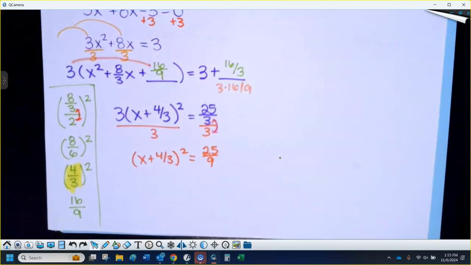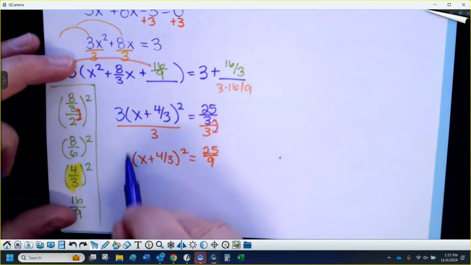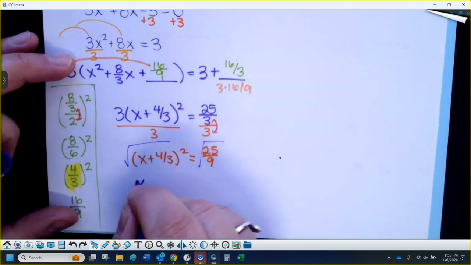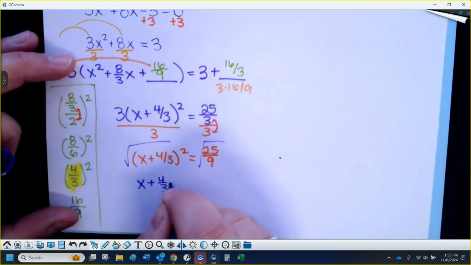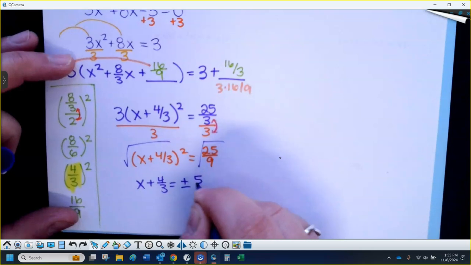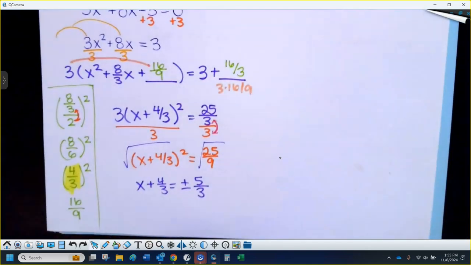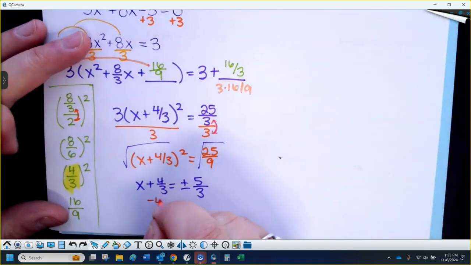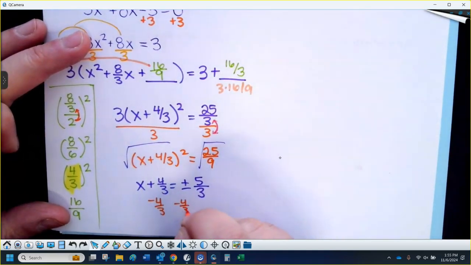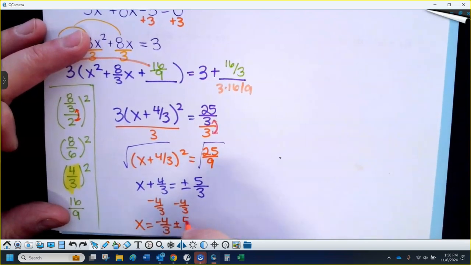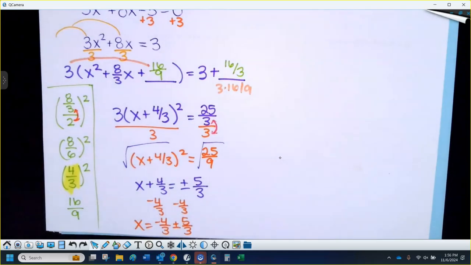And that's super nice for us because when we take the square root of both sides, both of those are perfect squares. So I will have my plus and minus, but the top, the square root would be 5, the bottom, the square root would be 3. And it's just a nice fraction, and it's got a common denominator with the 4/3 that I'm going to have to move from the other side. So we're going to subtract 4/3. And x is going to be negative 4/3 plus or minus 5 over 3.